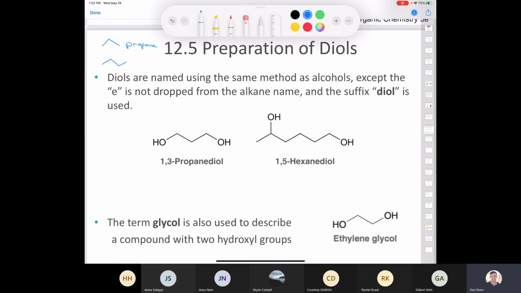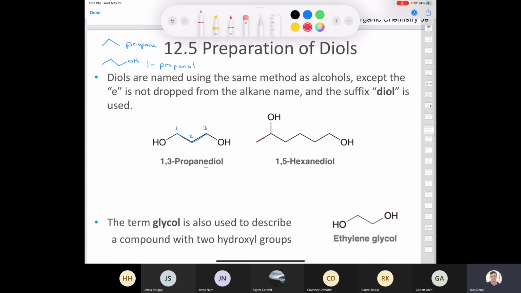If you have 1, 2, 3, right? If you have a hydroxyl here, this would be 1-propanol, right? You drop the E. However, if you had propane here and you put a hydroxyl on carbon 1 and 3, then you have 1,3-propane diol. All right, let's say you have hexane.